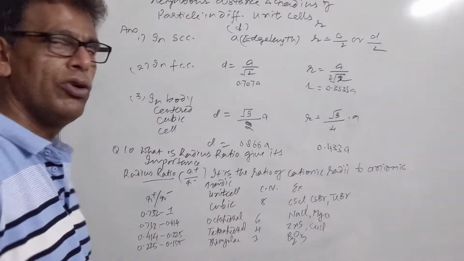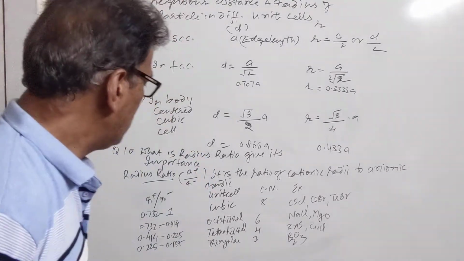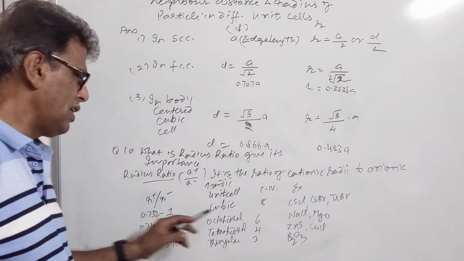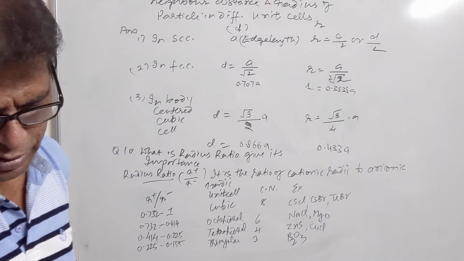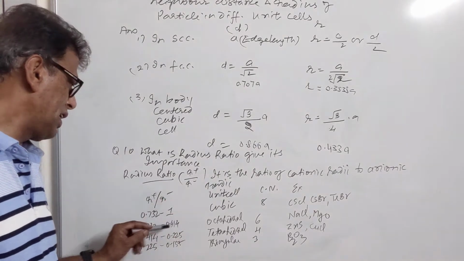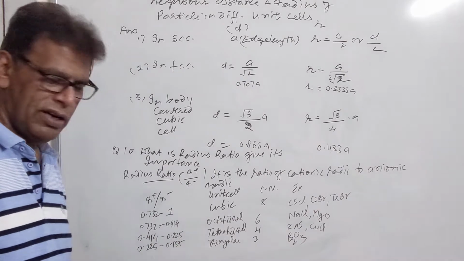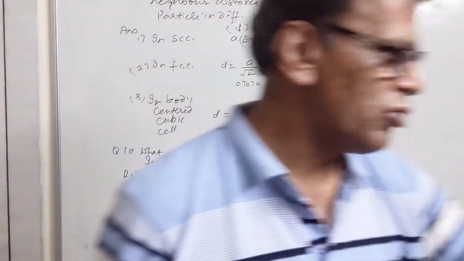What is radius ratio? It is the ratio of cationic radii to anionic radii. If the radius ratio has this range, then we have different types of arrangement. In case of the different unit cells, cubic in first case, then we have octahedral, tetrahedral and triangular arrangement by this. Then we come to the packing in solids.